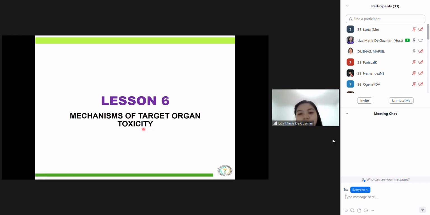Okay, so this is all about the mechanisms of target organ toxicity. So we will discuss the mechanisms of cardiovascular drugs, then respiratory. We also have analgesics, anti-infectives, and then anti-inflammatory agents. But we will not focus on their mechanism of action as therapeutic agents, but more on their mechanisms of toxicity.